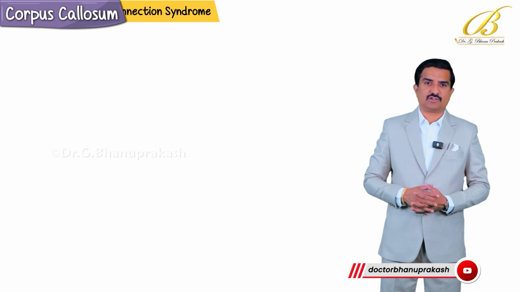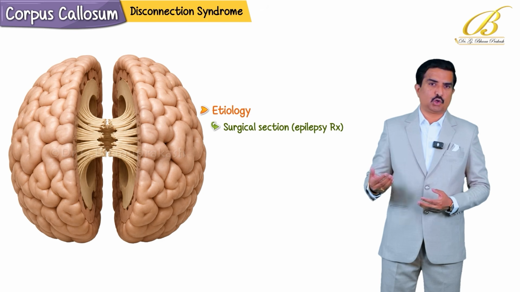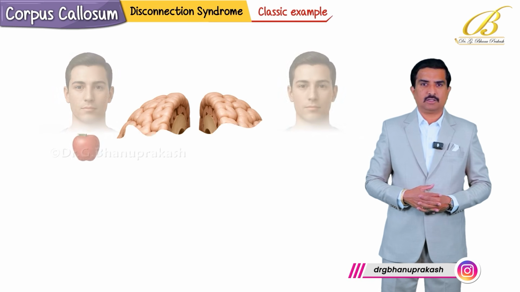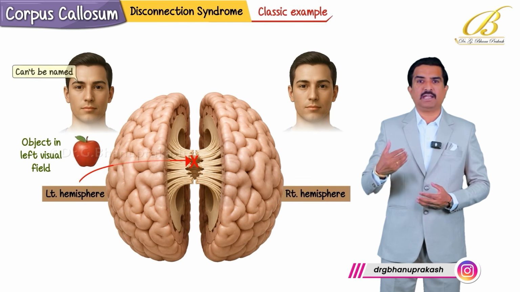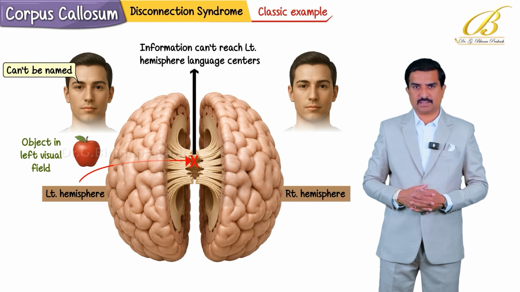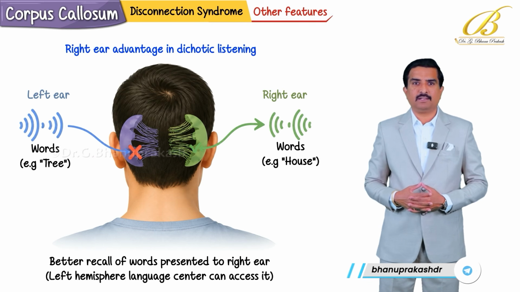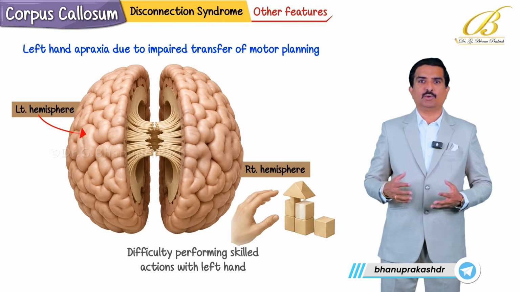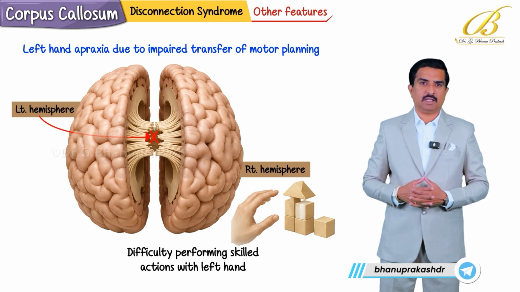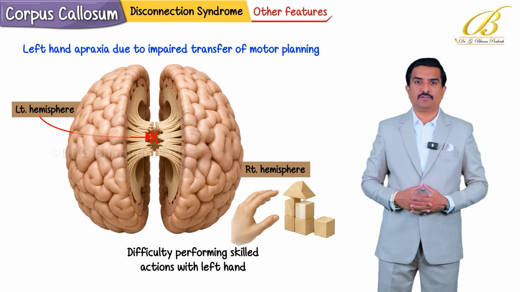Next one is the disconnection syndrome. It results from surgical section, for example in epilepsy treatment, or from stroke or trauma disrupting the callosal fibers. The classical example is that an object in the left visual field can't be named because the information can't reach the left hemisphere language centers. Other features include right ear advantage in dichotic listening, and left hand apraxia due to impaired transfer of motor planning. So these are the manifestations we will see in disconnection syndrome. All these are the important points we need to know about the anatomy of the corpus callosum.